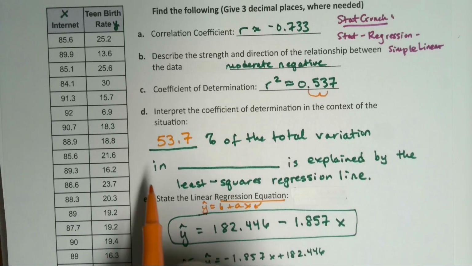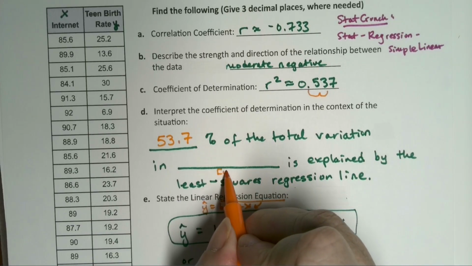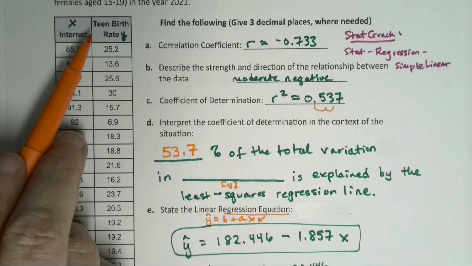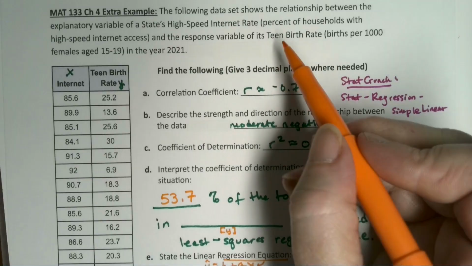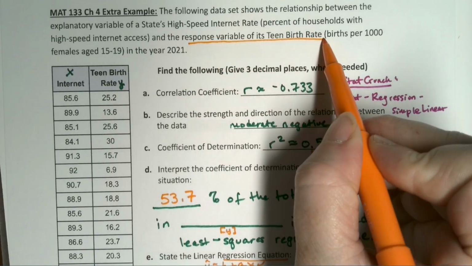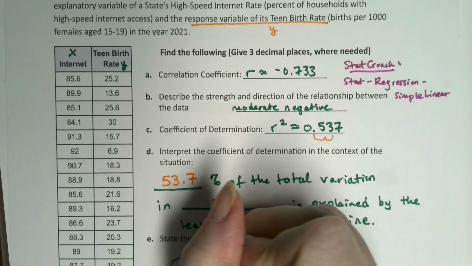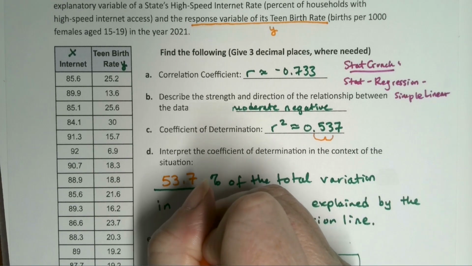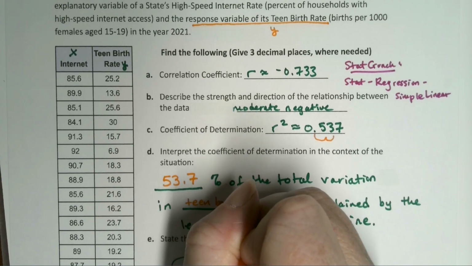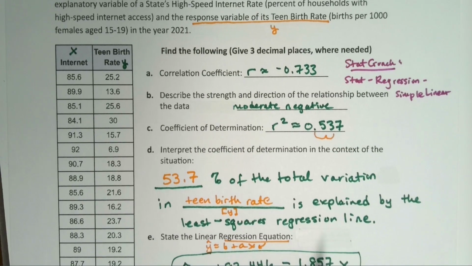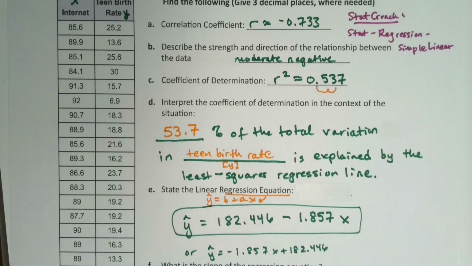53.7% of the total variation in, and then we just have to say what the y variable was. But we labeled it, of course, for ourselves. It's right here. It's the teen birth rate, right? That teen birth rate is the response variable. So that's the y. So we would say 53.7% of the total variation in teen birth rate from state to state is explained by the least squares regression line. Done.